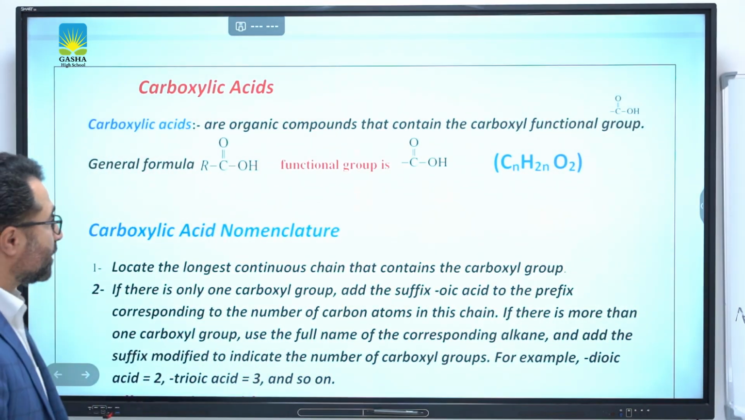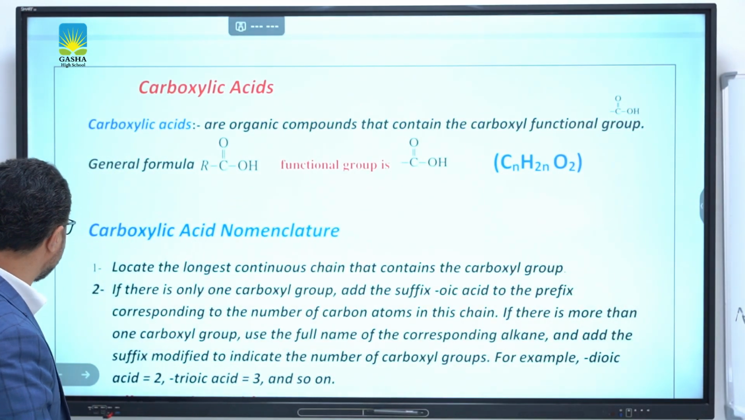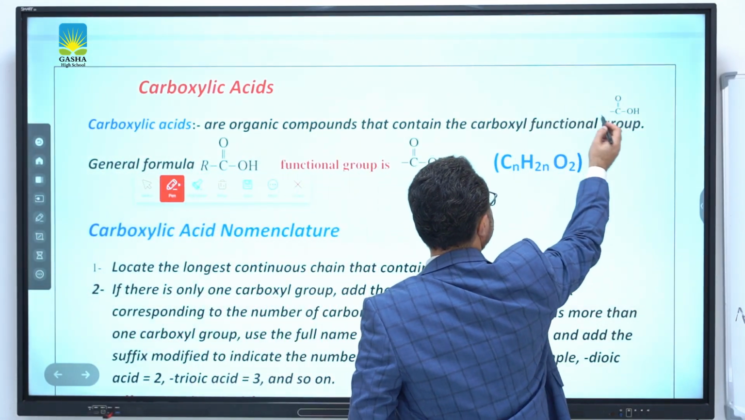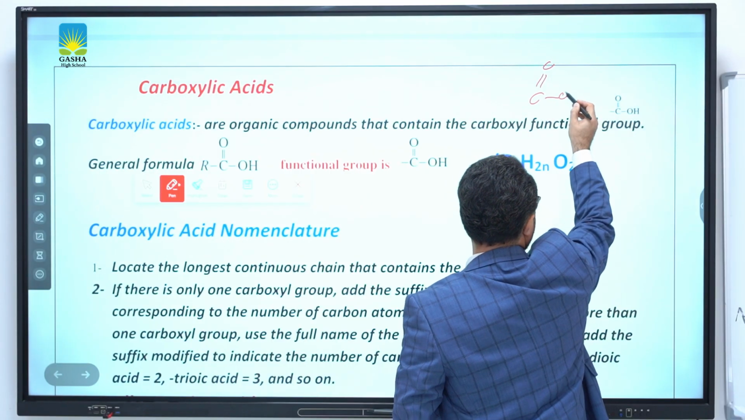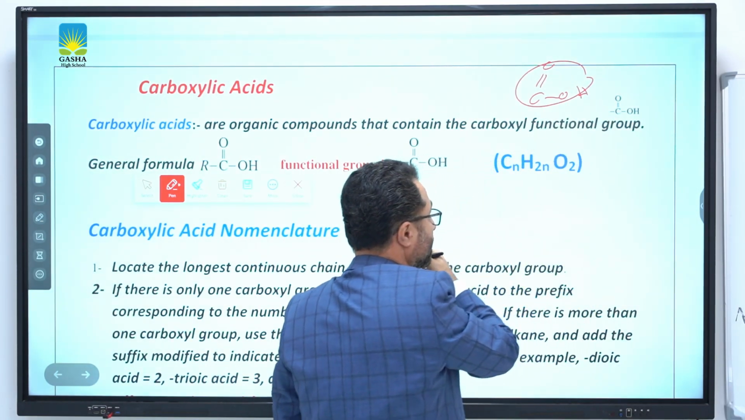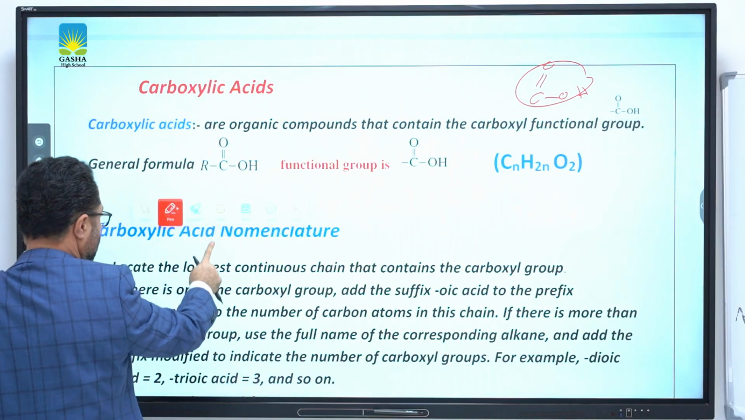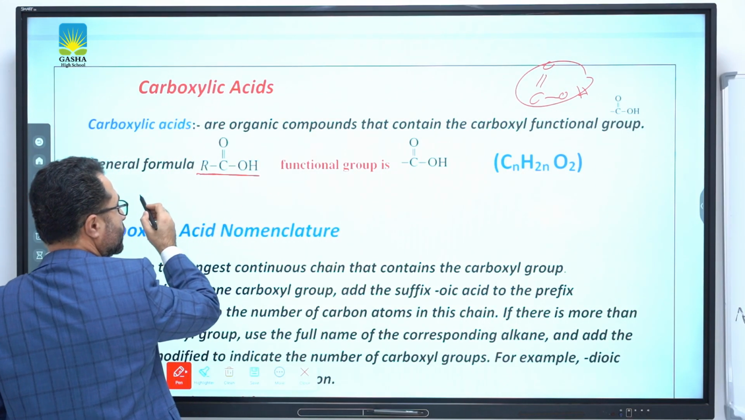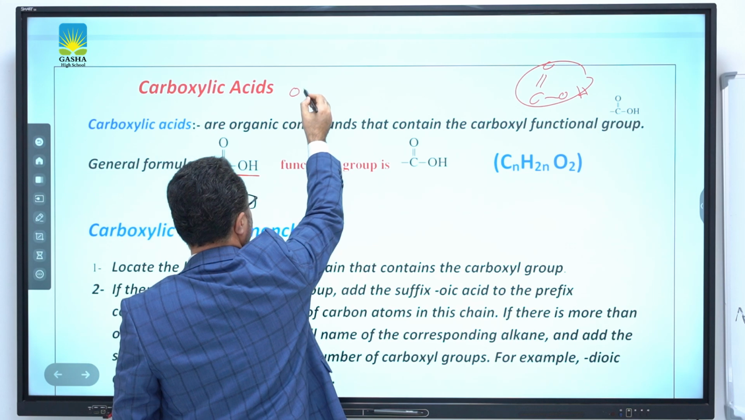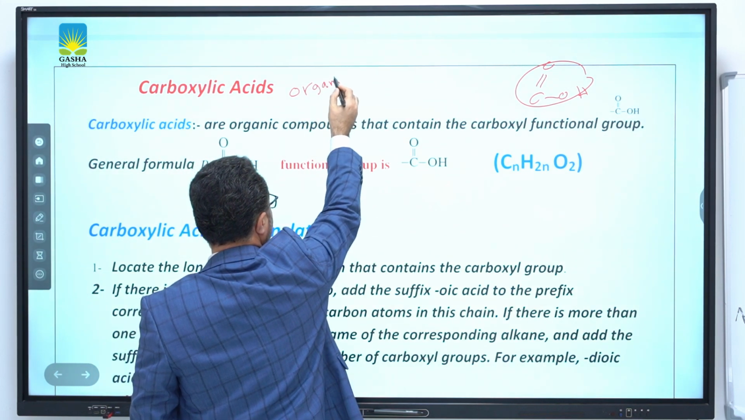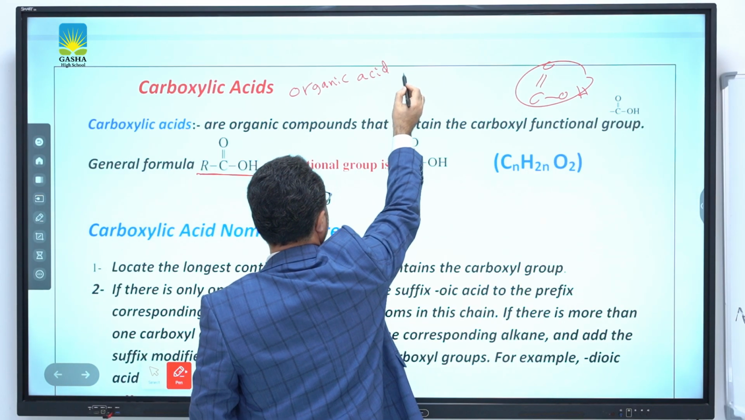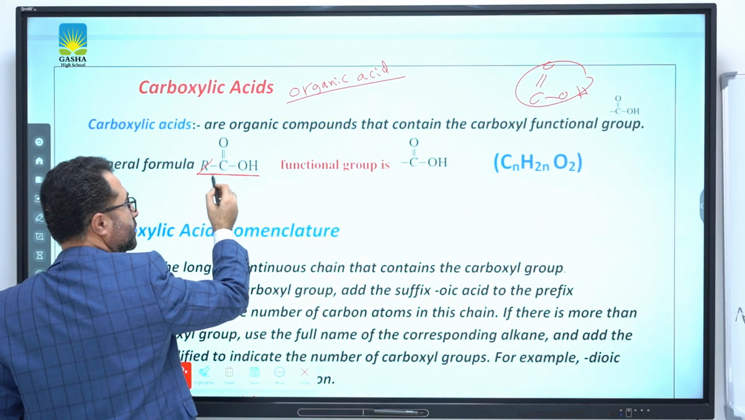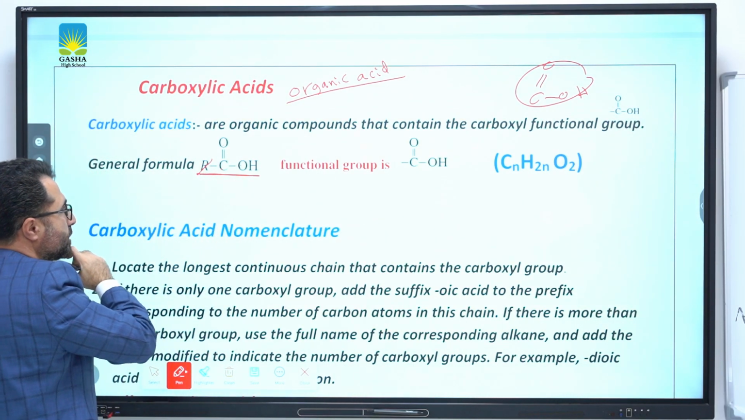The other organic compound is carboxylic acid. Carboxylic acid is an organic compound which has a carboxyl group, meaning C double bond O and OH. It's the carboxyl functional group. The general formula of carboxylic acid is R, C double bond O and OH. It's an organic acid. The functional group: remove R, what remains? C double bond O and OH. So the functional group is COOH.